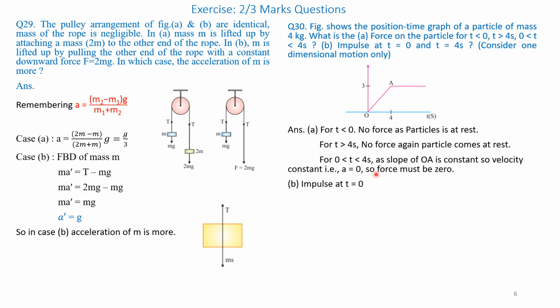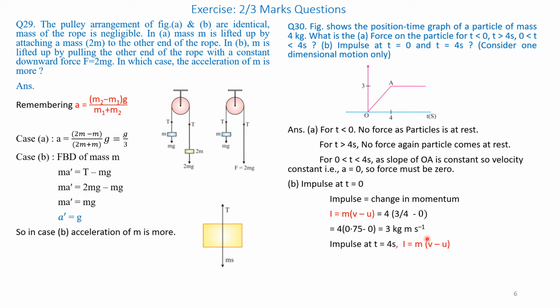Now let us calculate the impulse. At t equal to 0, impulse is the change in momentum, that is I is equal to mass into final velocity minus initial velocity, I equal to m into (v minus u). Substituting the values, m is given as 4 kg, therefore I is equal to 4 kg into the final velocity, that is the slope here, 3 by 4, minus the initial velocity, which before O is 0. Simplifying, we get 4 into 0.75 minus 0. Therefore, it is equal to 3 kg meters per second.